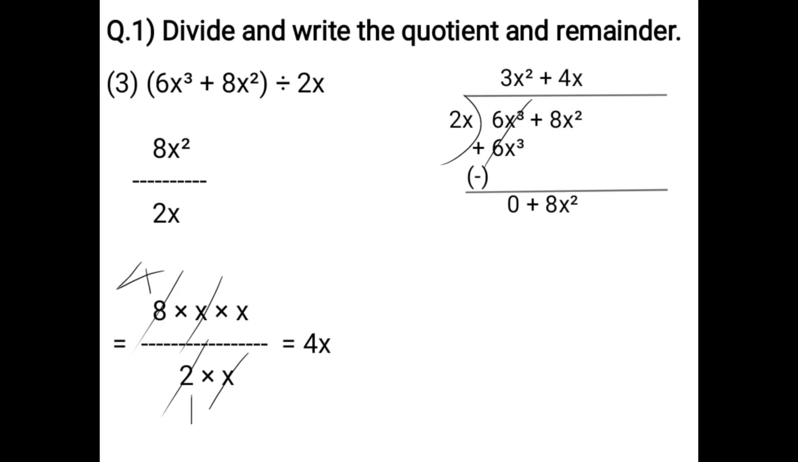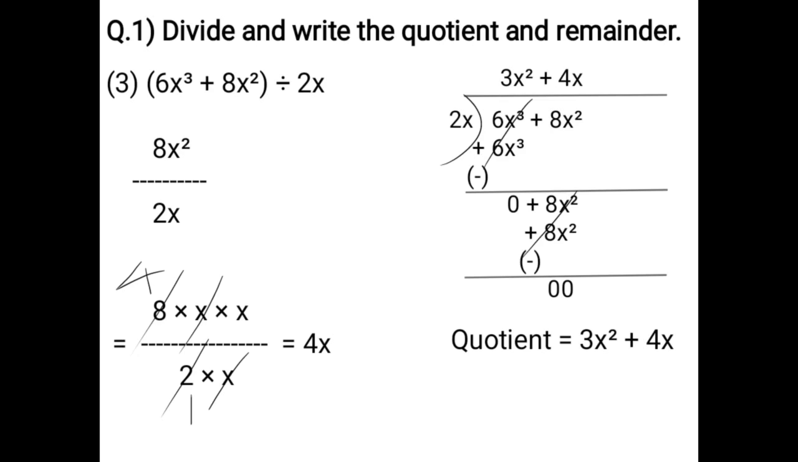When you multiply 2x into 4x, answer is plus 8x square. You have to take opposite sign, minus. If you are taking the opposite sign, it becomes subtraction. You have to cancel 8x square, 8x square. If you subtract 8x square minus 8x square, remainder is 0. Quotient is 3x square plus 4x, remainder is 0.